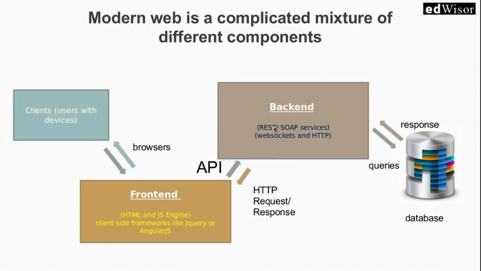Where these things are there: REST, SOAP services, WebSockets, and HTTP. They make this request through HTTP request and response using a thing called an API. These backends in turn have to make a request to the database to get the information.